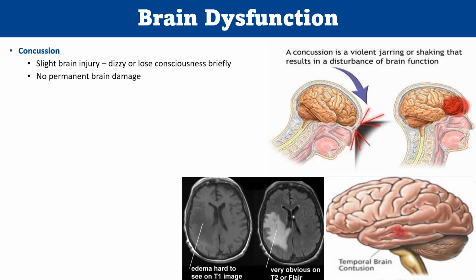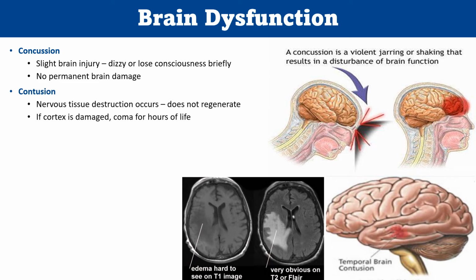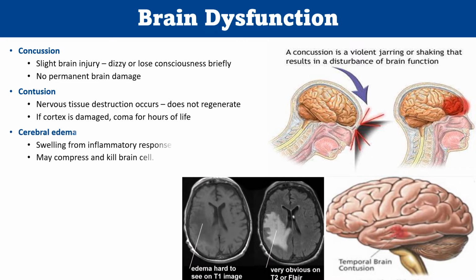The first one is concussion. It is a slight brain injury causing us to feel dizzy or lose consciousness briefly. There is no permanent brain damage in concussion. Then we have contusion. Nervous tissue destruction occurs in contusion. If the tissue is destroyed, it doesn't regenerate. If the cortex is damaged, coma lasting hours or a lifetime can occur. Then we have cerebral edema. This is the swelling of an inflammatory response, which may compress and kill brain cells.